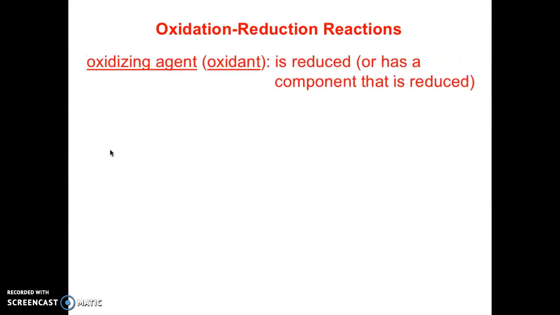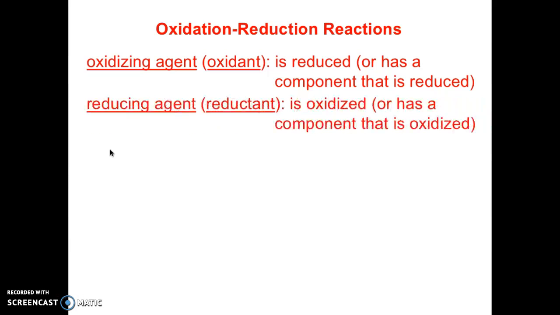So in these reactions, we have an oxidizing agent, which we call an oxidant, and that is reduced. The oxidizing agent is oxidizing something else, therefore it is being reduced. Conversely, the reducing agent, or the reductant, is being oxidized, because it has a component that is oxidized.